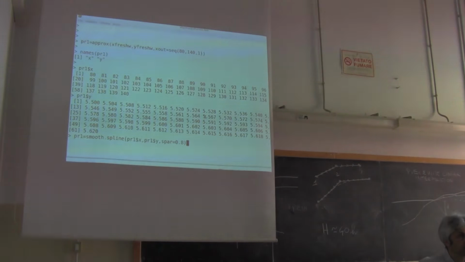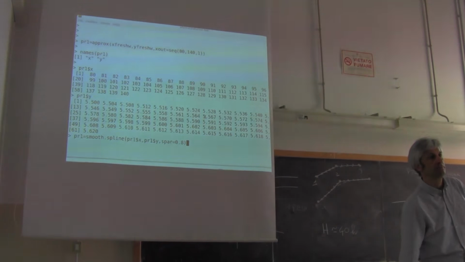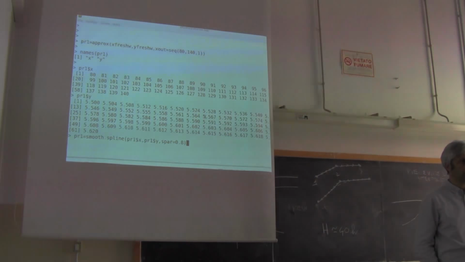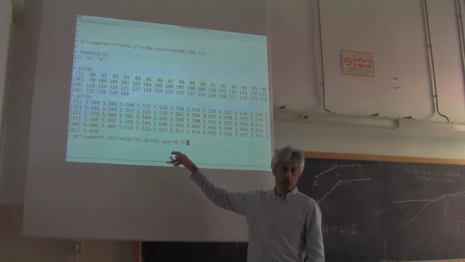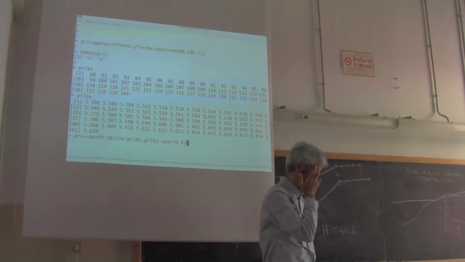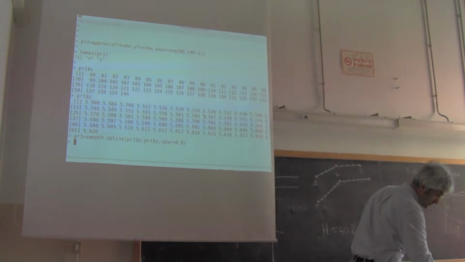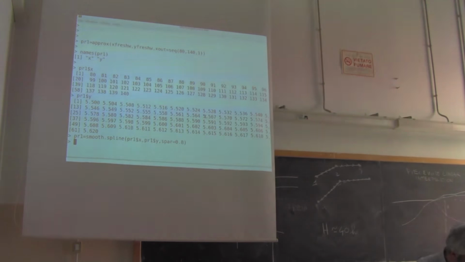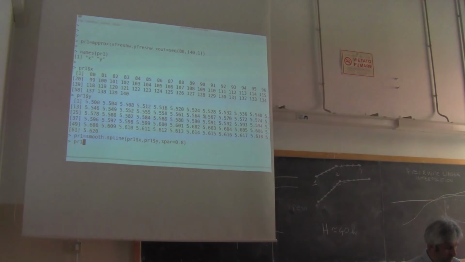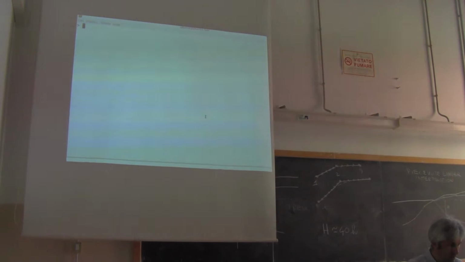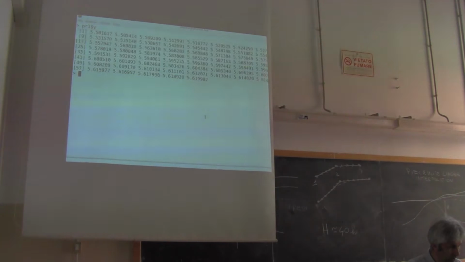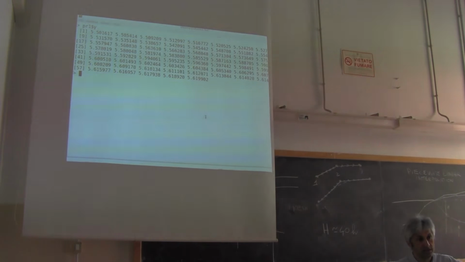Here it is. What I am smoothing here is PR1 x, PR1 y with a smoothing parameter of 0.8. And then, if you type PR1 x again, you see the same x, because what is smoothed is the y. And then PR1 y, you see that it's smoothed, the number of digits is increased.